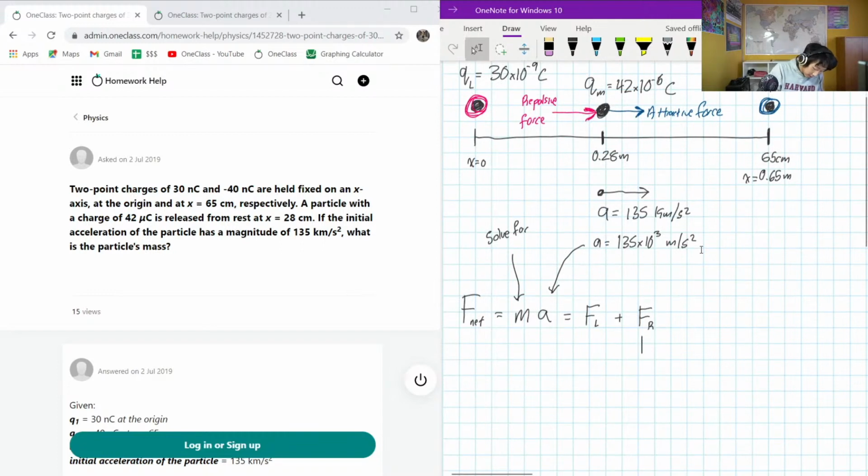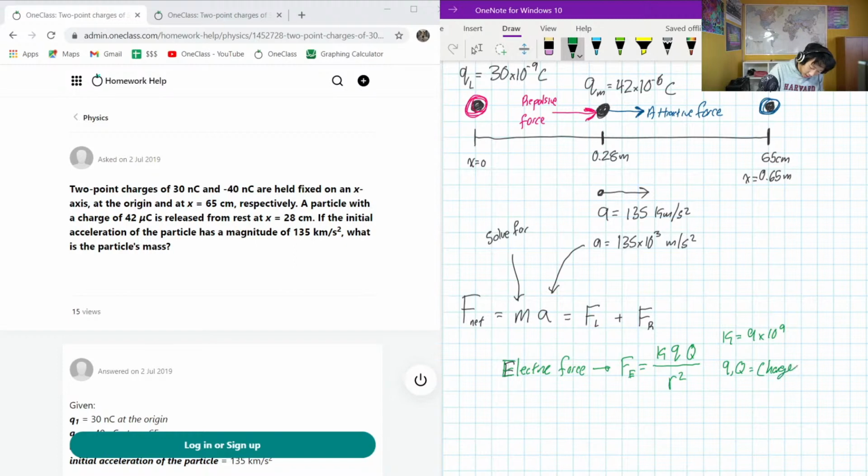Okay, so we know the electric force, let's do this in a different color, maybe green. The electric force equation we know is k Q Q over r squared. k is 9 times 10 to the 9. Q and Q are charges. And r is the distance of separation. So this equation is what we're going to use for both FL and FR. Let's sub that in and see what it looks like.